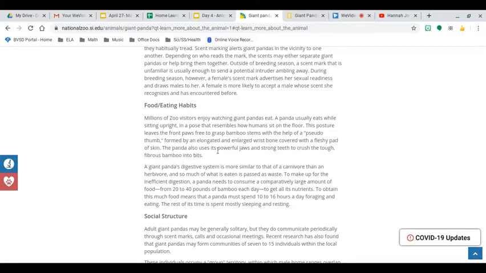So that sentence is really important, that it uses its strong jaw and it crushes through the bamboo. And the bamboo has a lot of fiber, right? Fibrous bamboo into bits. Cool. And then a giant panda's digestive system is more similar to that of a carnivore than an herbivore. So it's more inclined to eat meats than it is plants. And so much of what is eaten is passed as waste. That means going to the bathroom.